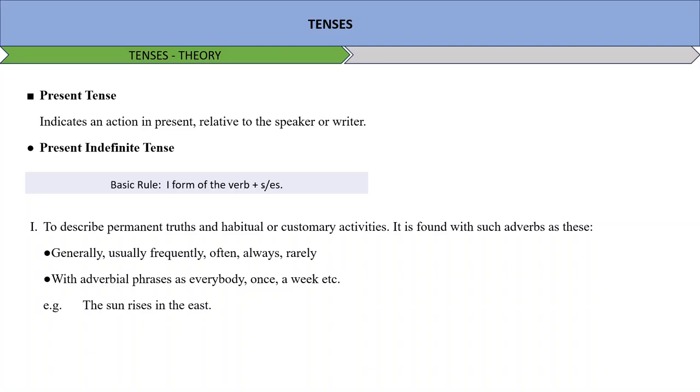So when do we use present tense? We use present tense to describe permanent truths, universal truths, habitual things, customary activities, or maybe it is found with such adverbs as generally, usually, frequently, often, always, rarely, with adverbial phrases such as every day, once a week, etc. The sun rises in the east. Universal truth, fifth form of verb, present tense.